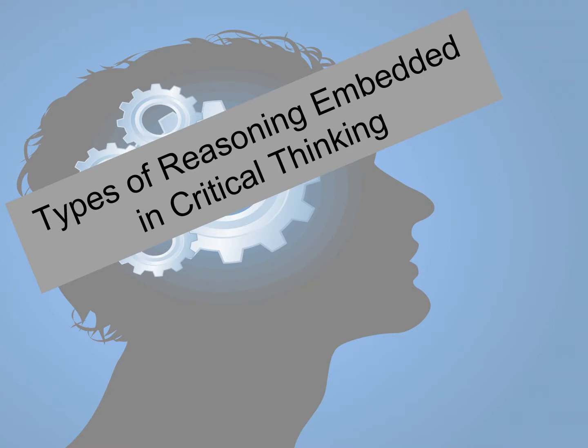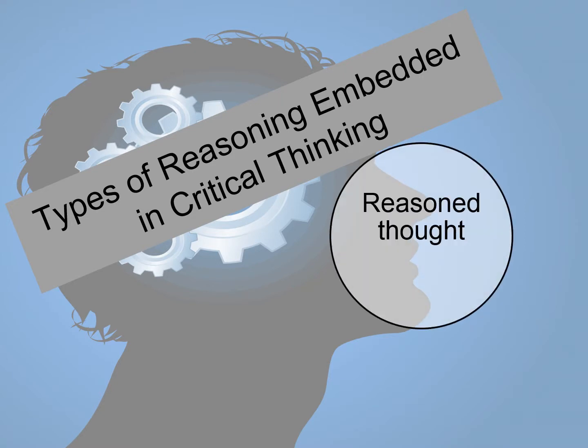Let's take a look at the types of reasoning that are embedded in critical thinking. First, we'll look at reasoned thought. It's discriminating, prudent, and does not allow emotion, feelings, or prejudice to skew decisions. It's reasoned thought that eliminates bias and emotions. It can lead to incorrect interpretation of intense situations requiring immediate decision making.